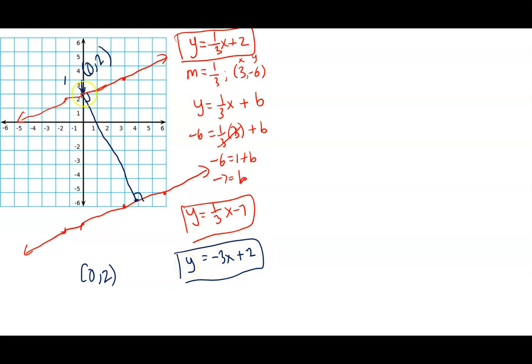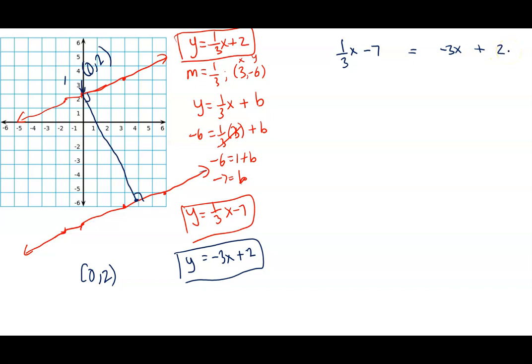Okay, now we have our first point, which is (0, 2), but to find distance, I need to know the second point, which is where this second parallel line and the perpendicular line intersect. Now, to find the point of intersection, we are going to set these equal to each other, because basically it's where do they have the same y value? So we're going to say 1/3x - 7 = -3x + 2.